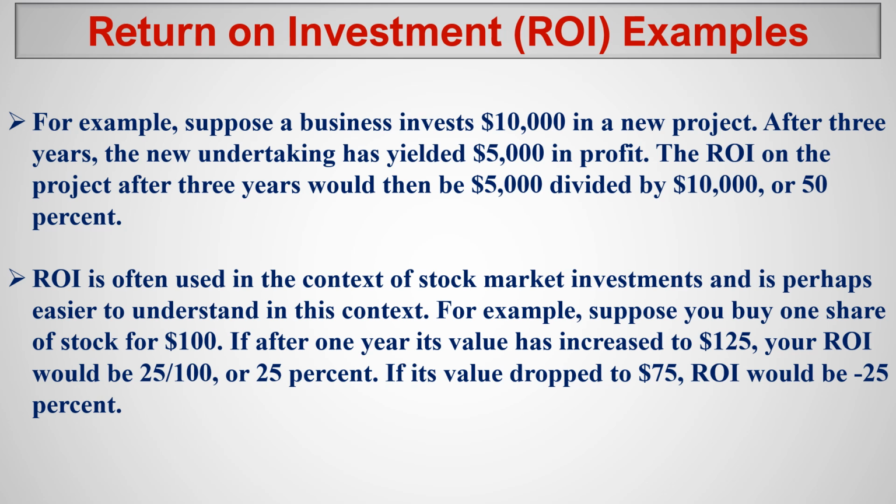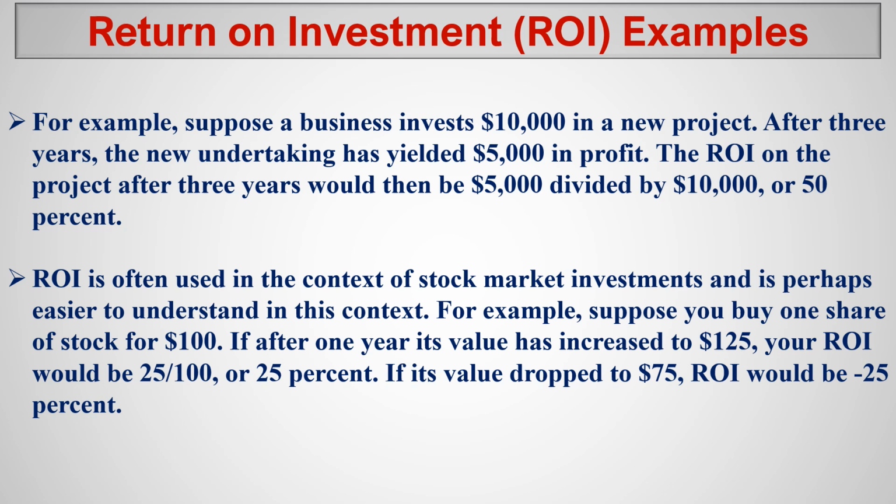ROI is often used in the context of stock market investments, where it is perhaps easier to understand. For example, suppose you buy one share of stock for $100. After 1 year, its value has increased to $125. Now ROI becomes 25 divided by 100, which is 25 percent. So 25 percent is your ROI. If the value dropped to $75, then ROI would be minus 25 percent.